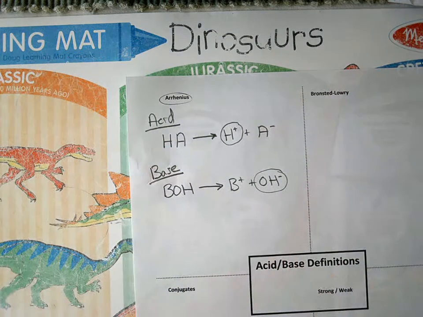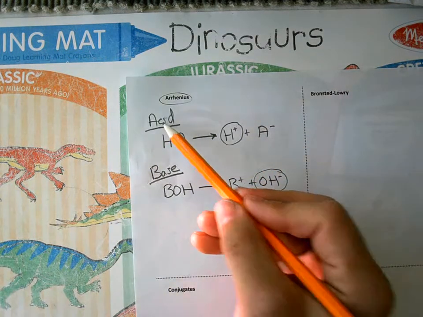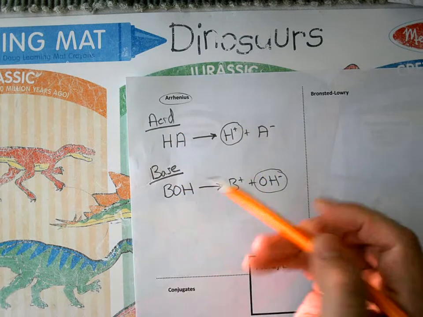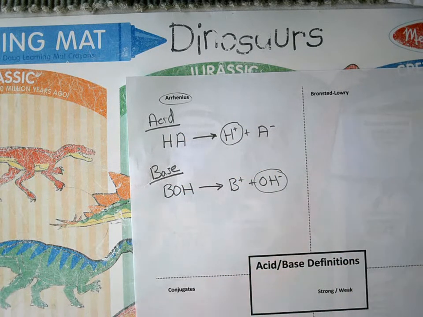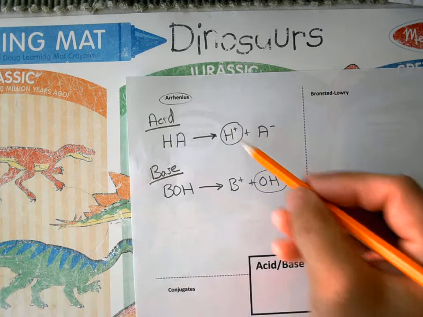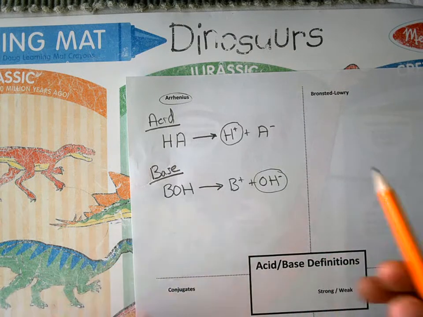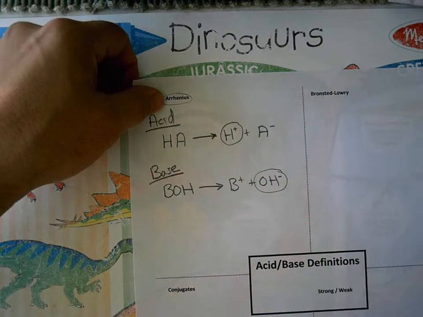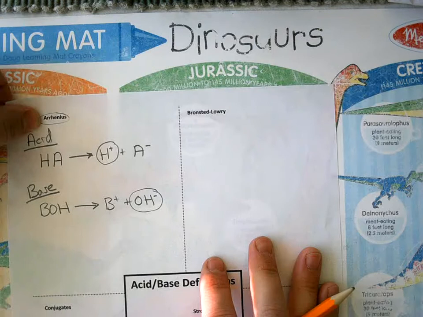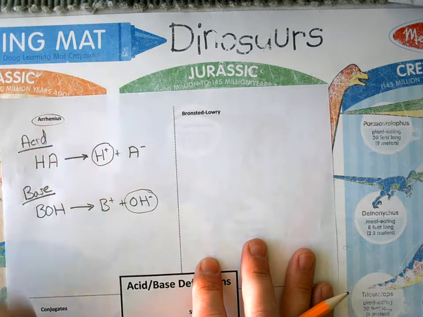Back in the day, this was a decent start. Again, acids produce H plus in water, bases produce OH minus in water. But it's not really all-encompassing, and there are exceptions that might not work according to this definition. So we have a little better way to describe acids and bases than this, and that would be the Bronsted-Lowry definition.